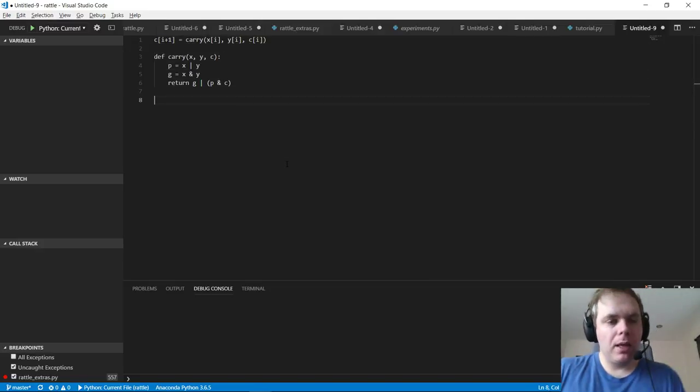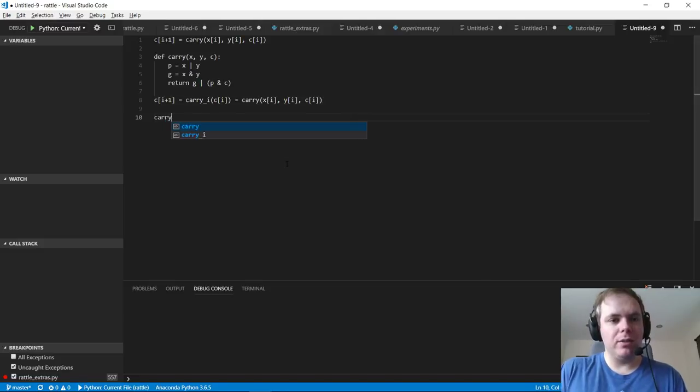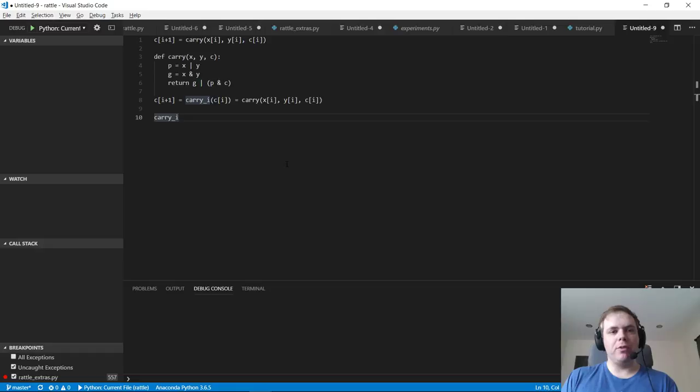Here's how I'm going to do that. I'm going to partially apply carry. Suppose we can define a function which I will call carry sub i, which takes c_i as input, and it's literally defined this way: you're just partially applying the x's and y's. The nice thing is you can think of it as a standalone function with just one argument, because if you formulate it this way, like currying or partial application in functional programming, then you have something that takes a single argument as input and produces a single output.